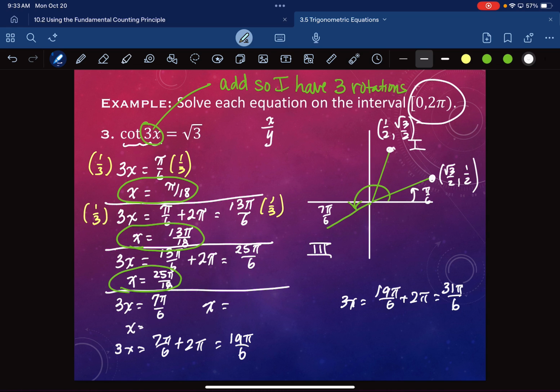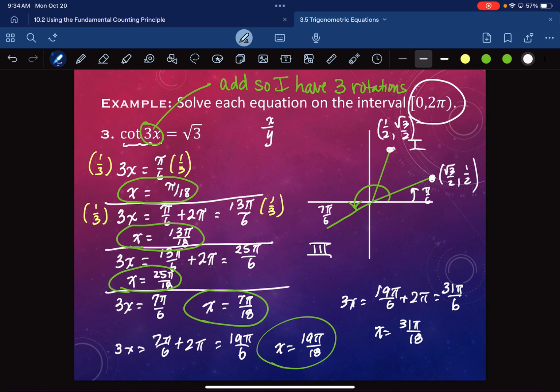I'll only write it to the side. I'm running out of space. 7 pi over 18 right there. Down here, I will have 19 pi over 18. And then over here, I will have 31 pi over 18.